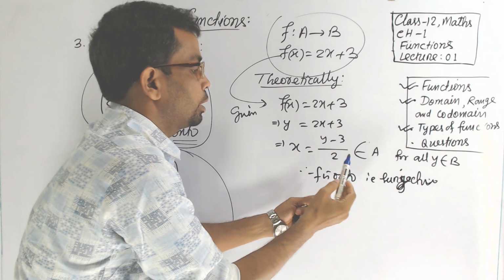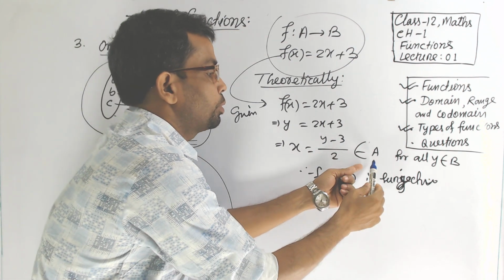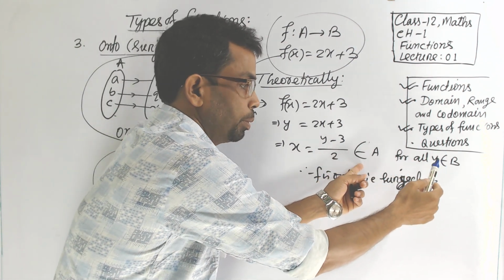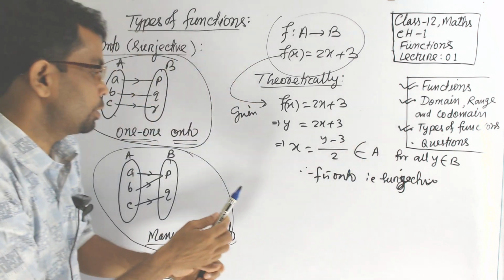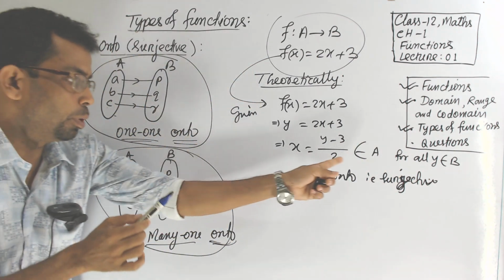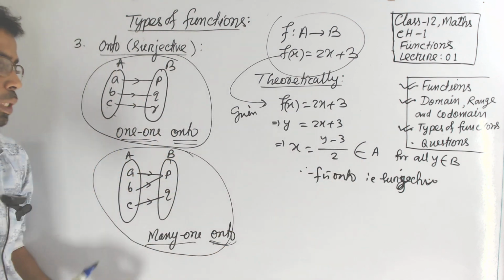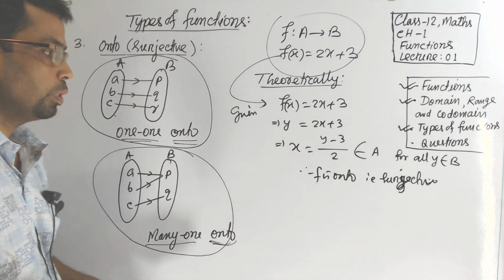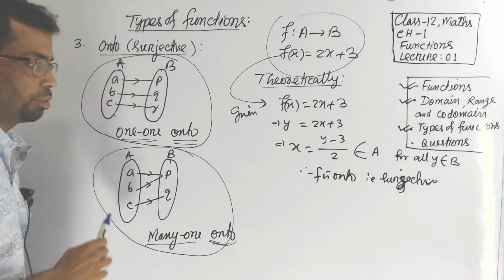Now, what is the meaning? This expression is always belonging to set A for every value of y belongs to B. The meaning is, for every element in B, the preimage belongs to A. This belongs to means preimage belongs to set A. So this is about an onto function.